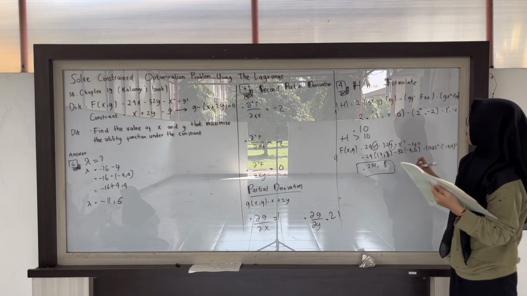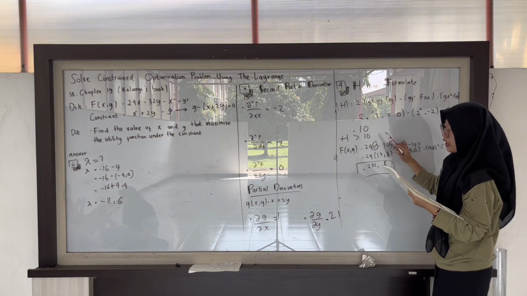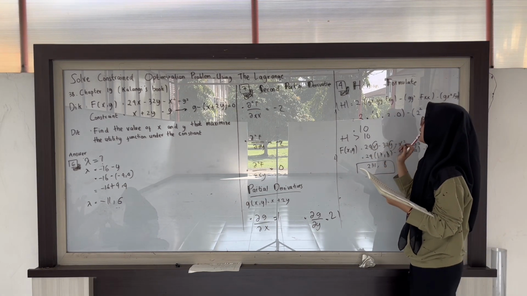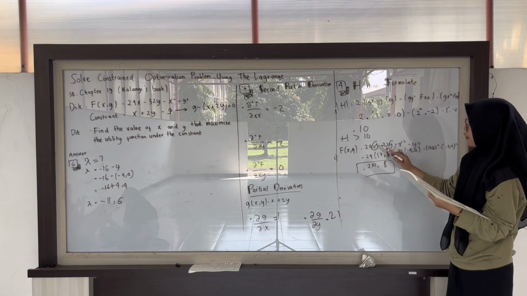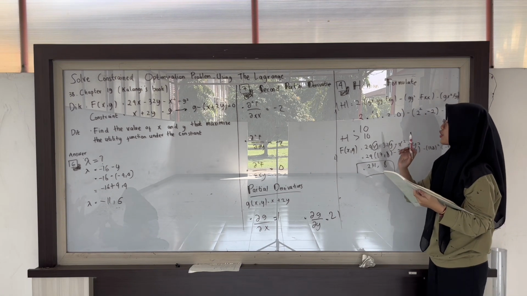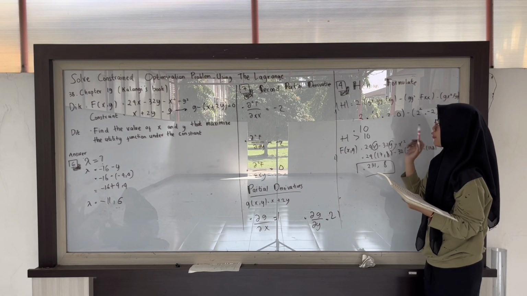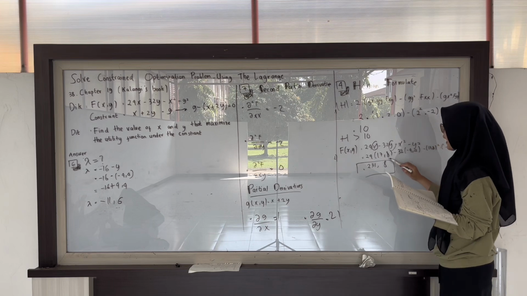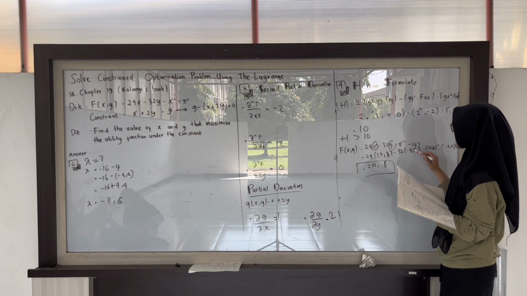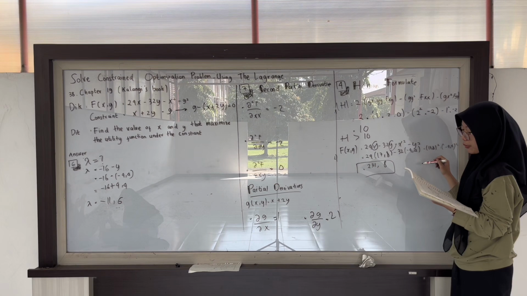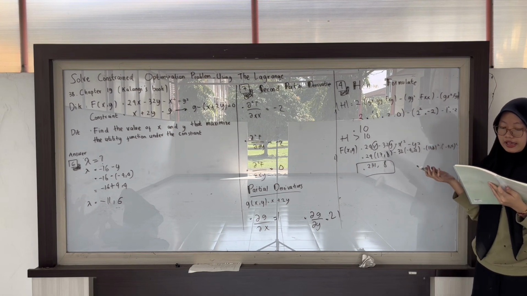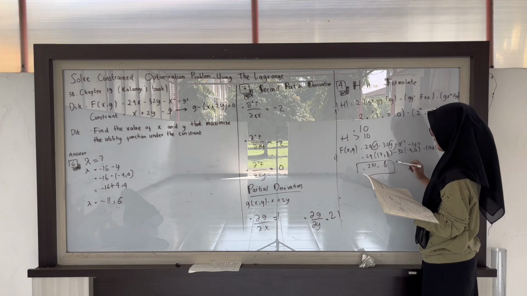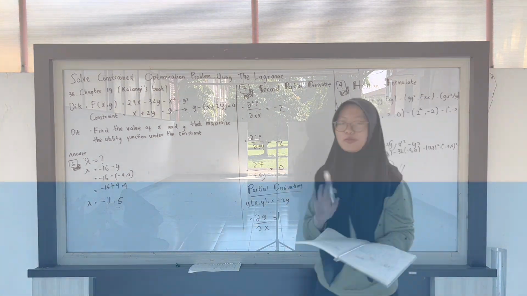Okay. Based on the result, we know the point is a maximum because the Hessian is greater than 0. So the function is maximized at x equals 16.8 and y equals minus 4.4, and the value is 231.8. Thank you.